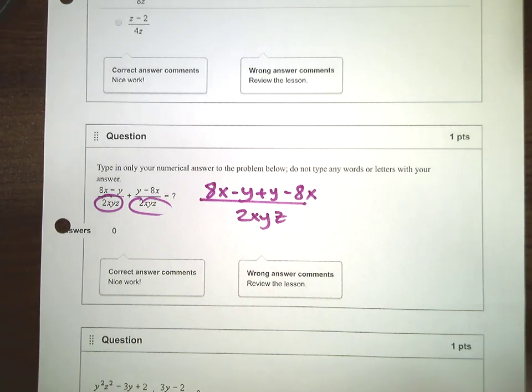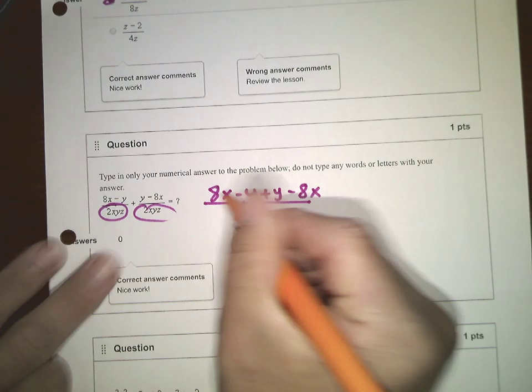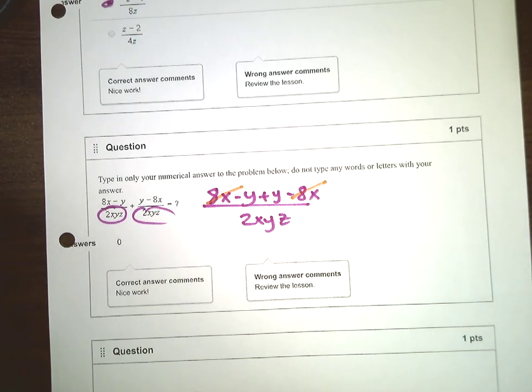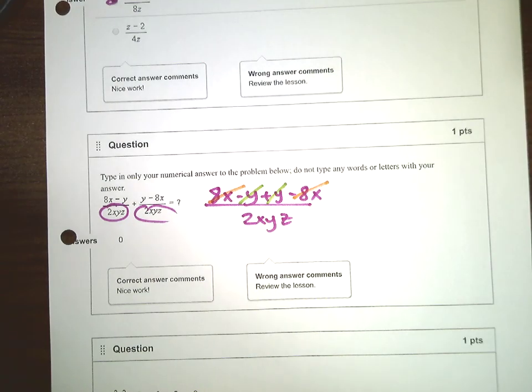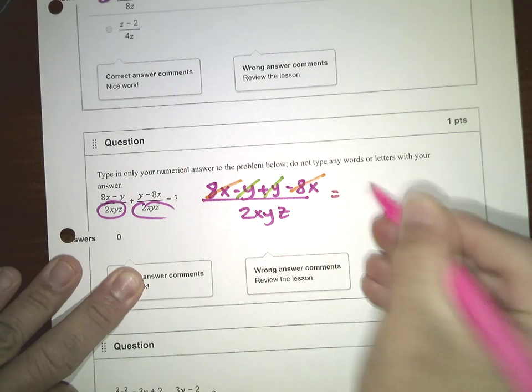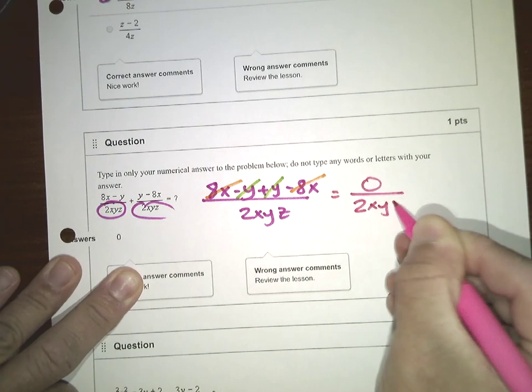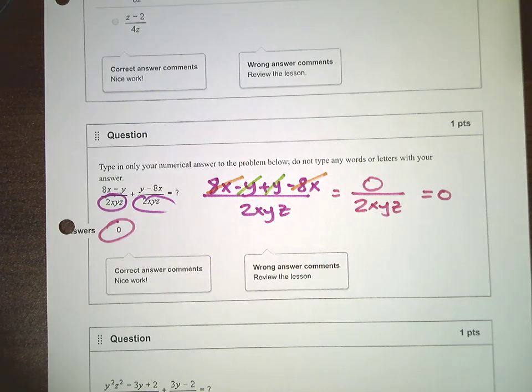And then we combine the like terms. So 8x minus 8x zeroes out, and negative y plus y zeroes out. So we're left with 0 in the numerator. So we have 0 over 2xyz, which is 0. What a time to be alive. All right, let's try another one right here.